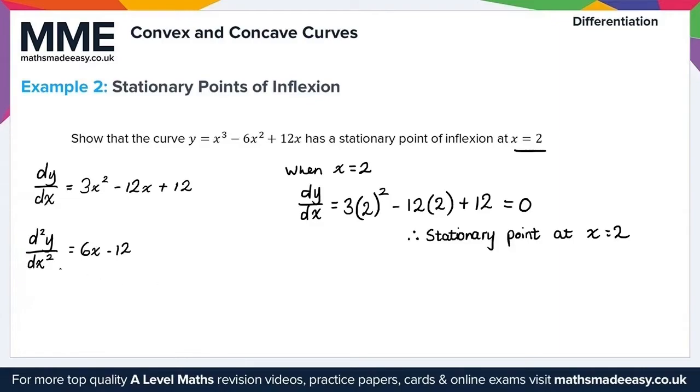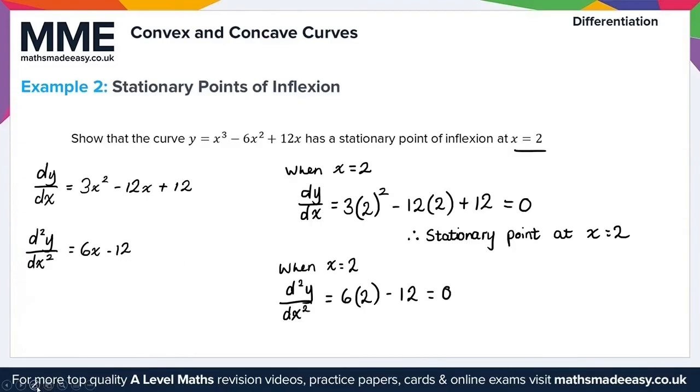Now let's consider the second derivative. Again, when x equals 2, let's see what we obtain. We just substitute this into our second derivative. That's going to give us 6 lots of 2 minus 12, so clearly that's 12 minus 12, which is equal to 0. What we can see then is when x is less than 2, the second derivative will be less than 0. And when x is greater than 2, the second derivative will be greater than 0. So that tells us there's a point of inflection at x equals 2. And therefore, the curve has a stationary point of inflection at x equals 2.